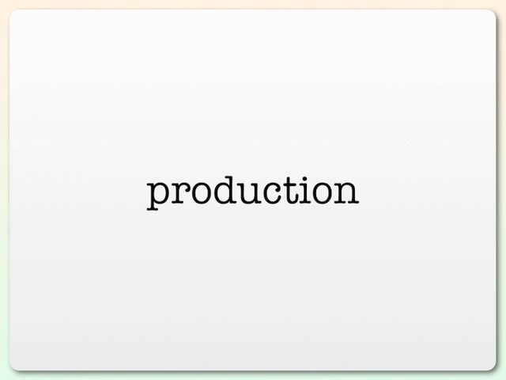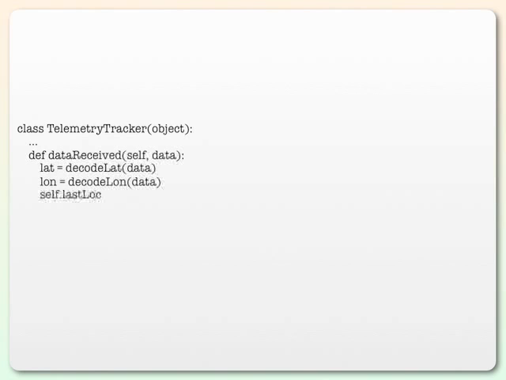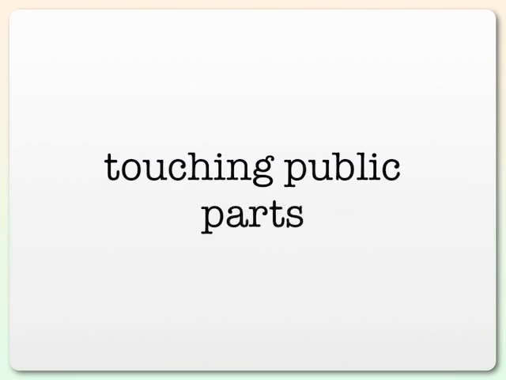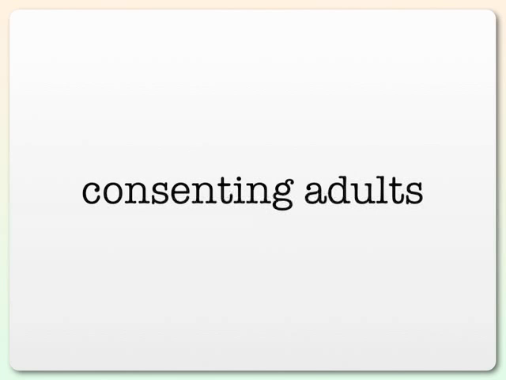Eventually, your coordinate class will make it into production, and production code, say a telemetry tracker, which receives data from the satellite and wants to update its last location, might look something like this. On the left, we have the Python version, and on the right, we have the Java version. Yes, we are touching public parts here, but remember, we're consenting adults.